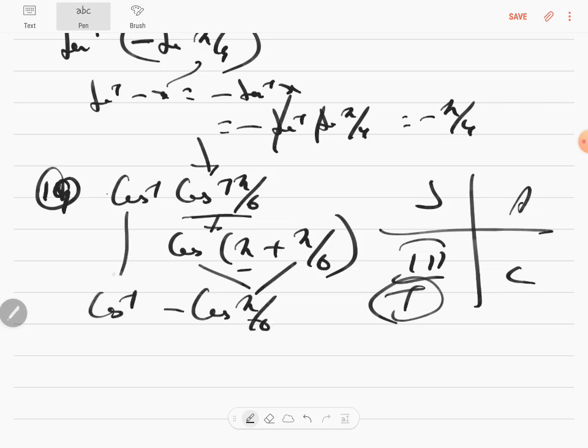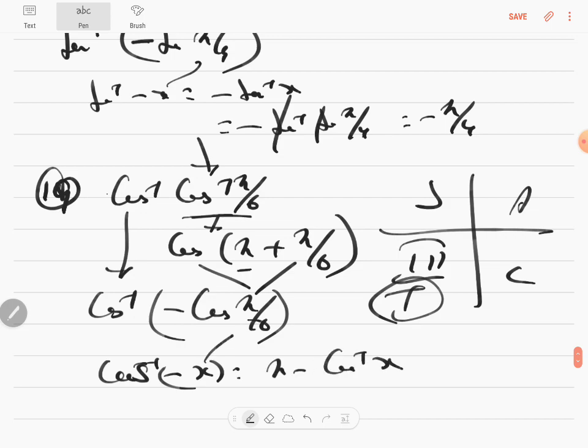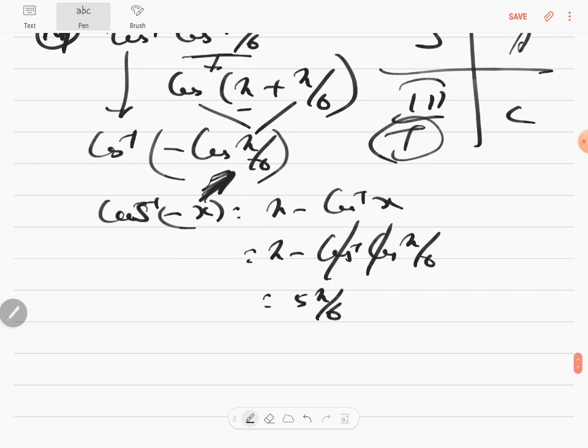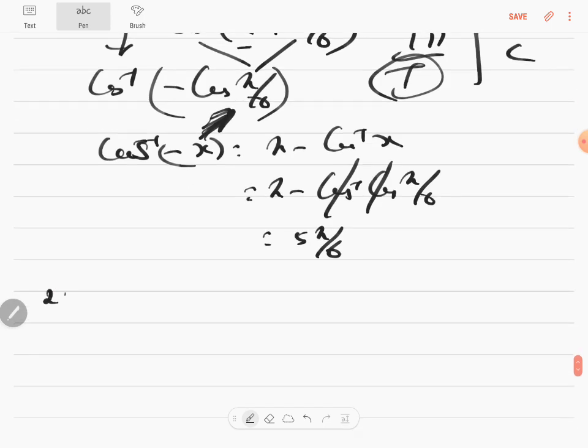And the cos inverse can be brought down, which is similar to cos inverse of minus x, a negative argument, which is pi minus cos inverse of x. What is in place of x is cos pi by 6. So pi minus cos inverse of cos pi by 6 is what is in the place of x. So cos inverse cos gets cancelled. So it's 5 pi by 6. So that completes this. The 20th question is sine of pi by 3 minus sine inverse of minus 1 by 2.